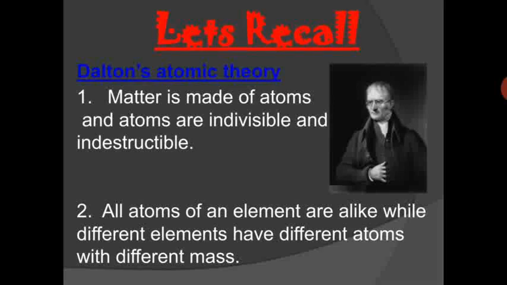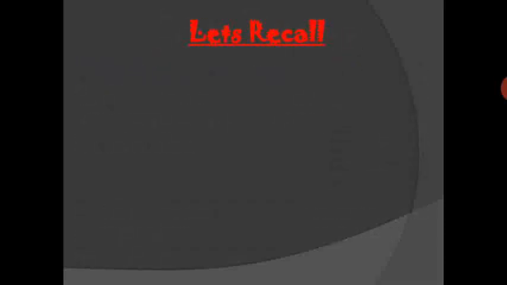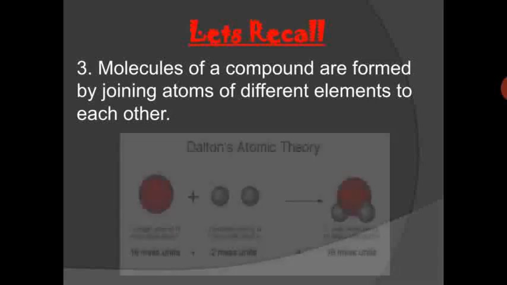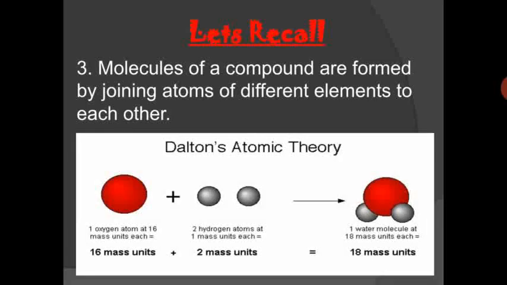different atoms. For example, if you consider carbon and hydrogen, these are two different elements and obviously their atoms will be different with different mass. Now, an important principle of Dalton's atomic theory is that the molecules of a compound are formed by joining atoms of different elements to each other.